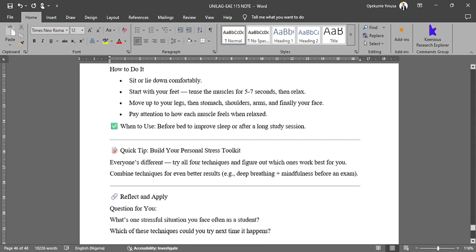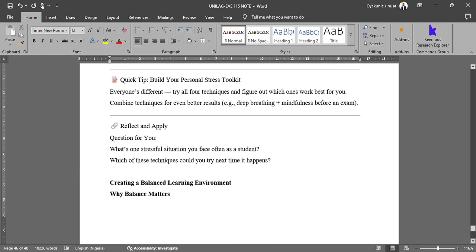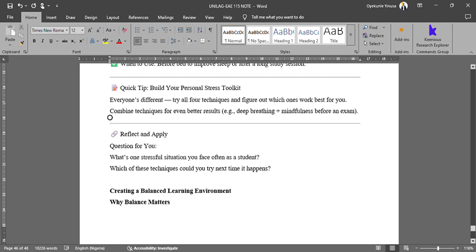Quick tip: build your personal stress toolkit. Yes, build it. Everyone is different. Try all the 4 techniques I have shared with you. Figure out which one works best for you, and you will achieve your learning goals at the end. However, please note, you must combine different techniques for better results. You cannot rely solely on one technique. You can combine deep breathing with mindfulness before the exam, and you will see that you have done well for yourself.